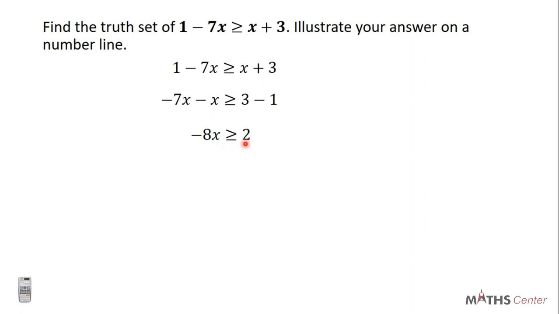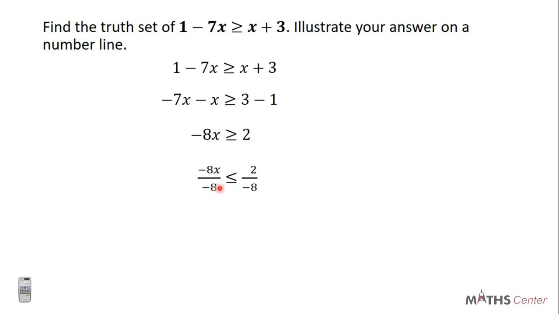If you divide from here, we are going to divide both sides by the number attached to the variable. The number attached to the variable in this case is minus 8. On the video on introduction to linear inequalities, we said that if you divide through by a negative number, the direction of the inequality sign changes. So here, as soon as we divide through by negative 8, the inequality sign changes from greater than or equal to less than or equal to.